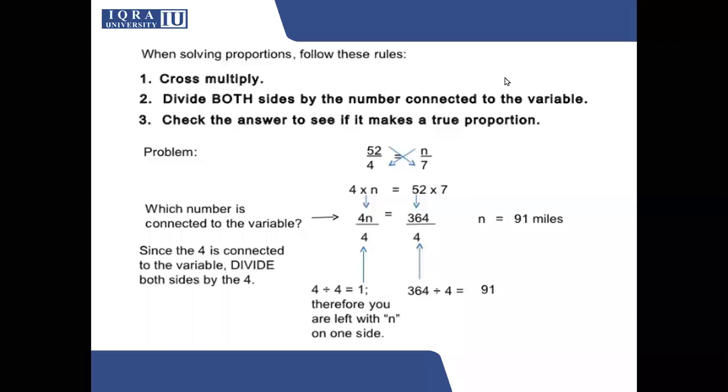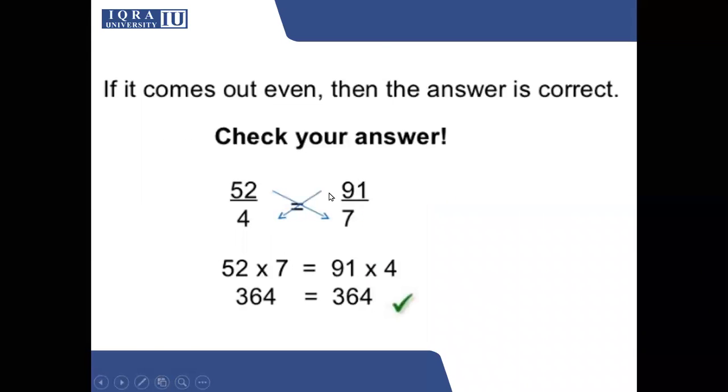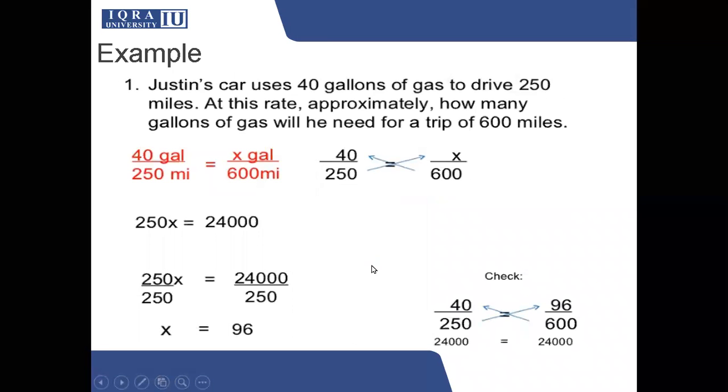Now, how do we know if this answer is correct? Put this 91 back in the place of n and you cross multiply and the answers are correct. They're both equal. So this is a true proportion and your answer is correct, right? Similarly, we have another example. Justin's car uses 40 gallons of gas to drive 250 miles. At this rate, approximately how many gallons of gas will he need for a trip of 600 miles?